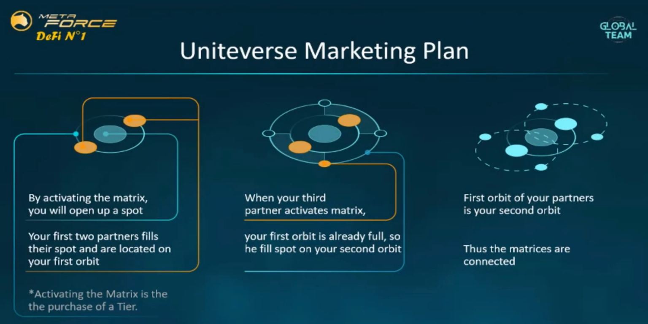Uniteverse marketing plan. By activating the matrix, you will open up a spot. Your first 2 partners fill their spots and are located on your first orbit. Activating the matrix is the purchase of a tier. When your third partner activates the matrix, your first orbit is already full, so we fill a spot on your second orbit. The first orbit of your partner is your second orbit. Thus the matrices are connected.